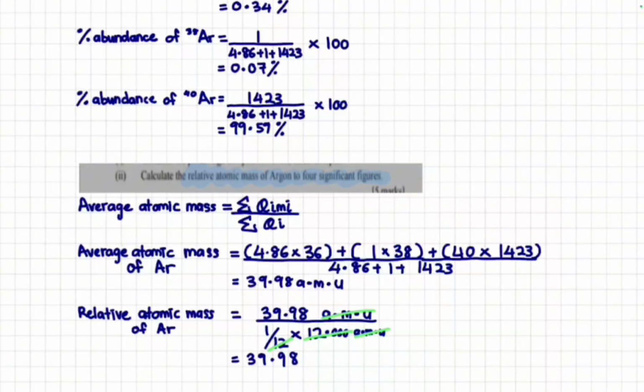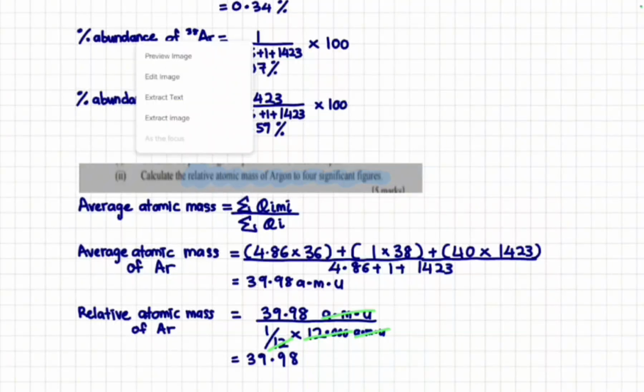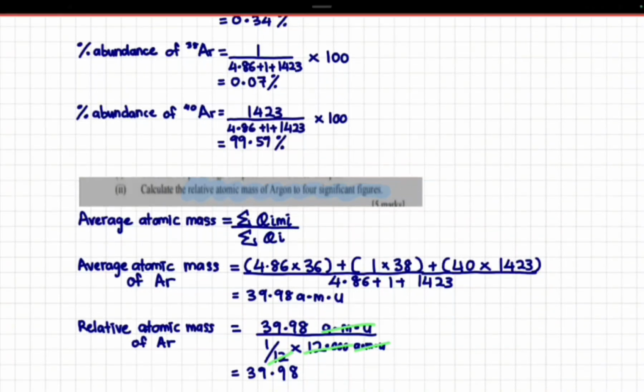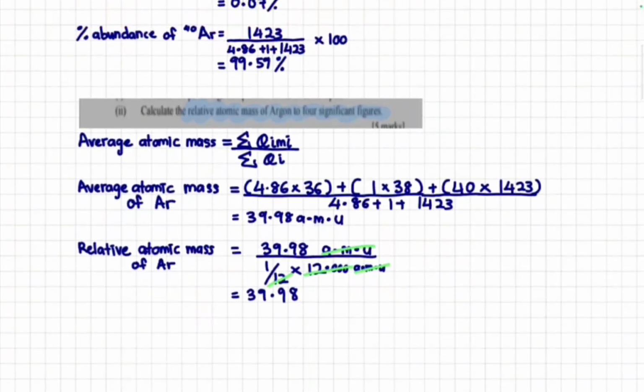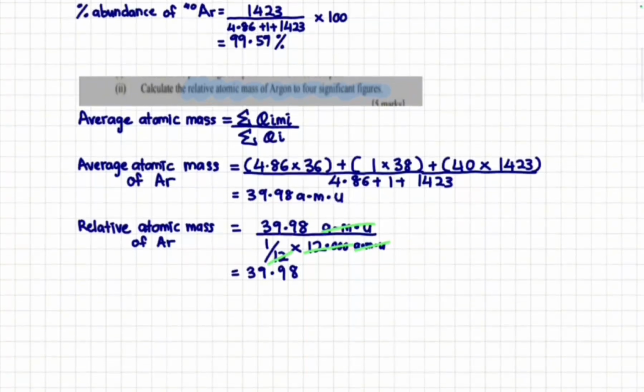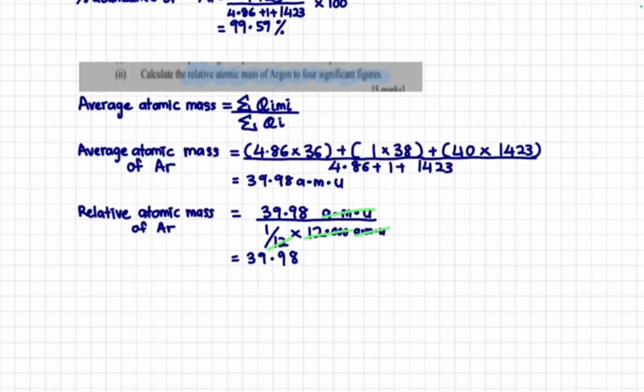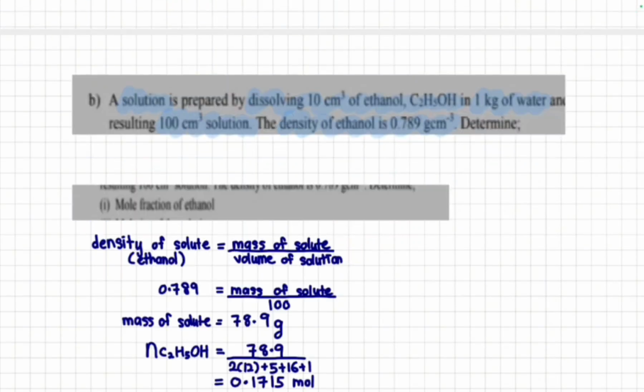But the question is asking for relative atomic mass. As we all know, relative atomic mass does not have any unit. So what we have to do is divide the average atomic mass by 1/12 times 12 AMU. The answer for relative atomic mass of argon is 39.98 only, without the unit. Now, let us see question B.